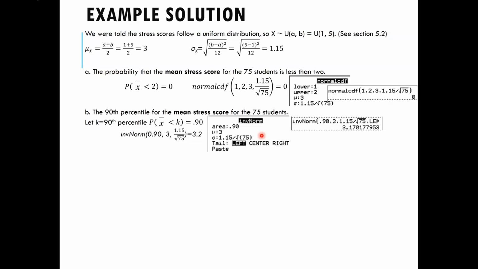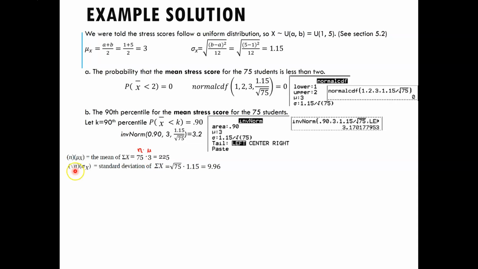Okay, so A and B, they wanted the mean stress score, right? C and D, they want the sum. So we have to find a different formula for the sum, right? Remember that when you have the sum of the means, you use n times the mean. So for us, the sample size n was 75 and the mean was 3. So that'll give us 225.